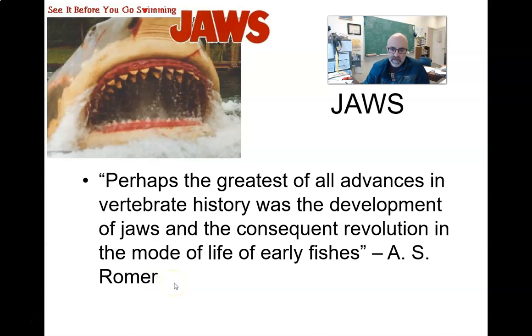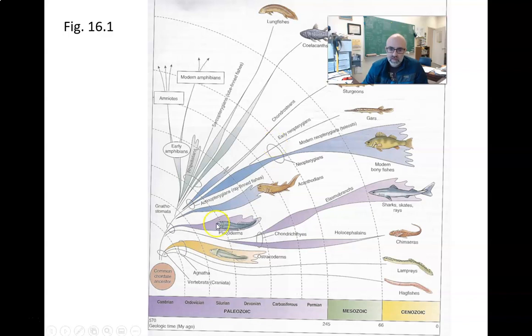Okay, Alfred Romer, one of the great anatomists of our time, he said basically the greatest of all advances in vertebrate history was the development of jaws and the subsequent revolution in the mode of life of early fishes. Okay, and so what Romer is really saying here, if we go back and we look, right, here's the advent of vertebrates. First vertebrates would have been jawless. And what do we have left? We have a few species of lamprey, a few species of hagfish. All the rest of the vertebrates, including cartilaginous, bony fishes, all of the other tetrapods, including amniotes, they all were in this lineage that branches off here. And that lineage is united by the presence of jaws.